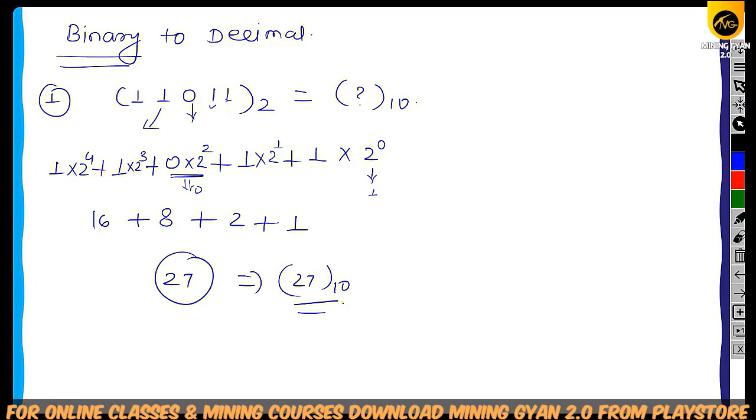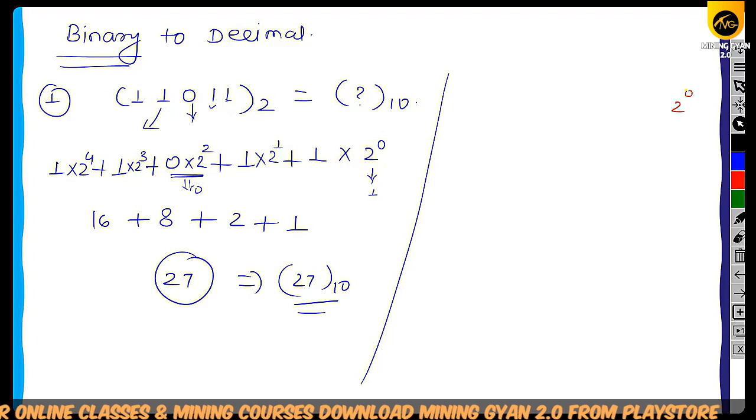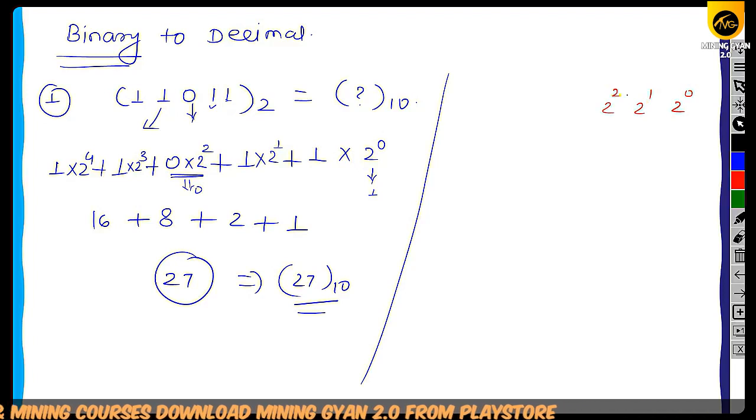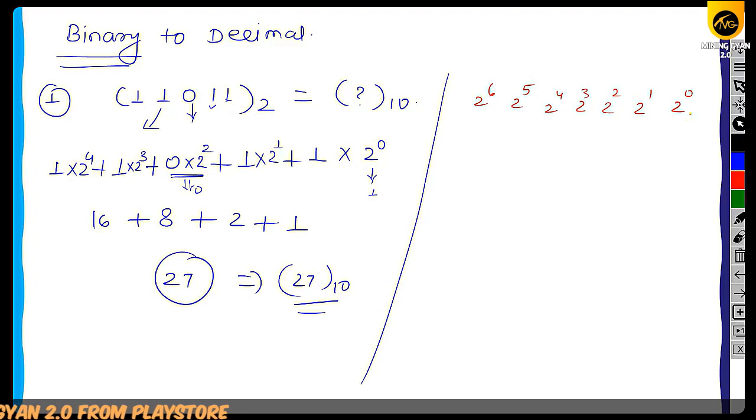Okay, so the process is very easy: just multiply the base number with the powers, and the power will increase step by step. Okay, there is another shortcut method. The first power is 2 power 0, the second is 2 power 1, the third is 2 power 2, 2 power 3, 2 power 4, 2 power 5, 2 power 6, and so on.